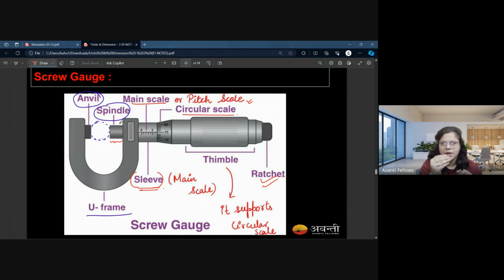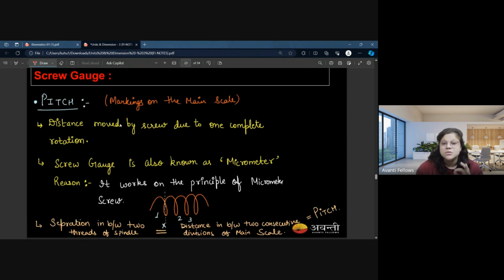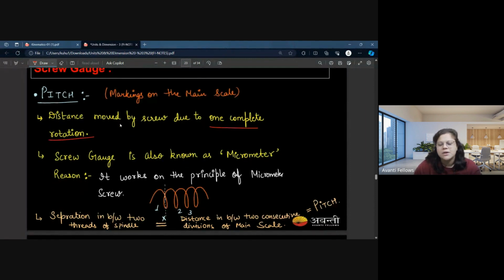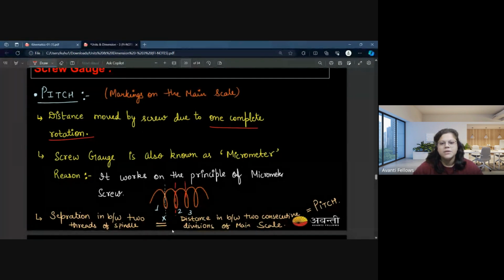Are you getting my point? For example, the distance moved by a screw due to one complete rotation. In one complete rotation, whatever distance this screw will travel or move, that is equal to the pitch, that is equal to the length of one thread. It means if your circular scale is covering the first division and you rotate it 360 degrees, you will come to the second thread. You rotate it once more, another 360 degrees, one complete rotation, and you will come to the third division. Are you getting my point? That's how it is designed.